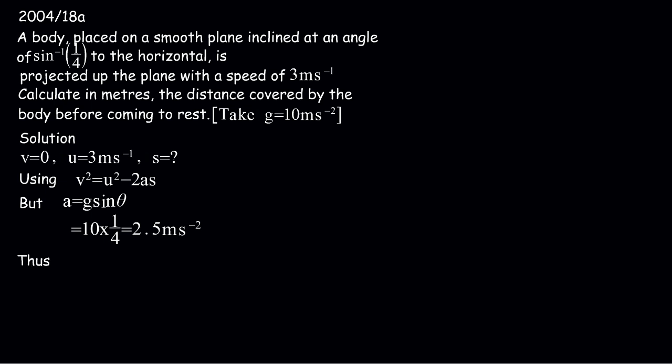So substituting all this in the original equation, that is v square is equal to u square minus 2as, 0 will be equal to 3 square minus 2 times 2.5 times s. Simplifying further and making s the subject of the formula, s will be equal to 9/5, which will be equal to 1.8 meter.